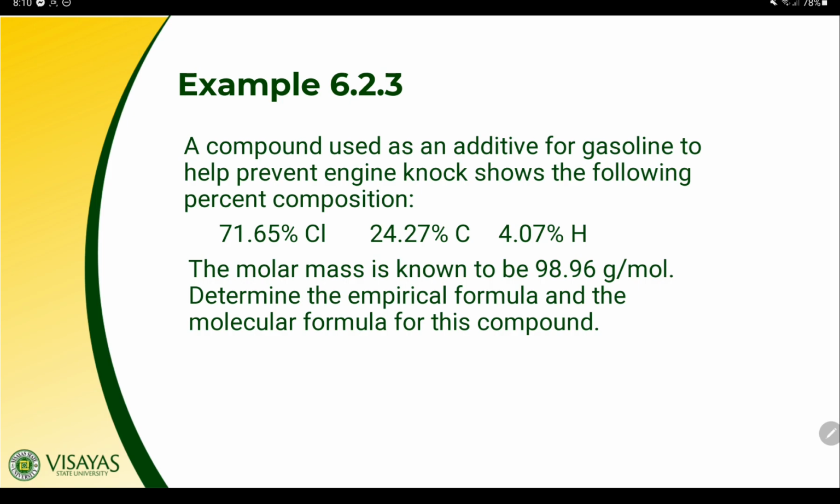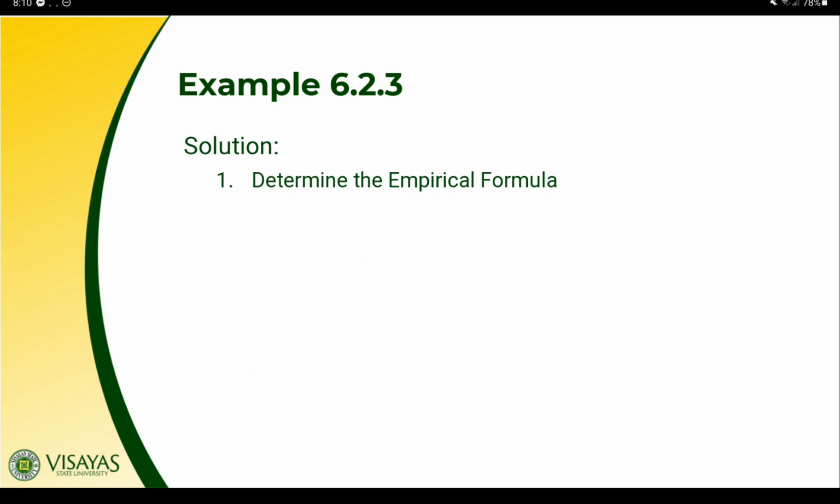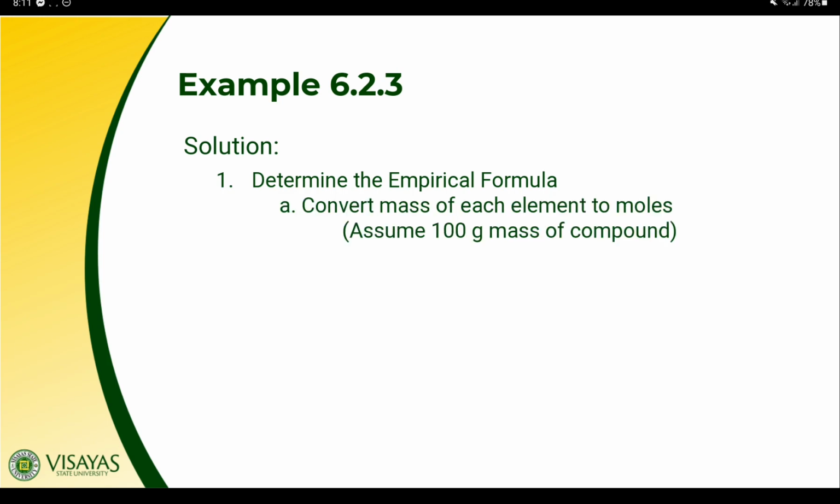So in this problem, we have to get the empirical formula first. Again, the first step is we convert the mass of each element to moles. In the problem, we are given the percent composition of the elements in the compound. So here we will assume a 100 gram mass of compound, which means the number that appears in the percent composition of the element is the number we put as the mass of the element in the compound. So if you have 71.65%, that's 71.65 grams, because we assume 100 grams mass of the compound.